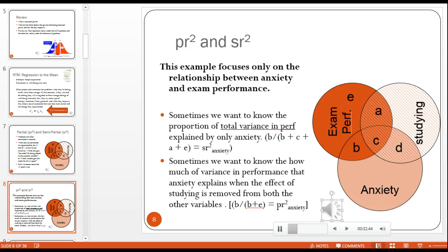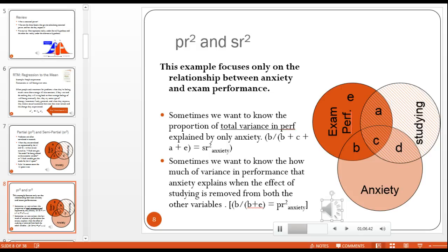Most of the time, at least in my field, and I would think in yours as well, researchers talk about semi-partials. The conceptual definition of a semi-partial is that we want to understand the total proportion of variance in exam performance, in that DV, that is explained only by anxiety. So anxiety only, and what proportion of the total variance. What that is, we have B, the space B, over a denominator B plus C plus A plus E.